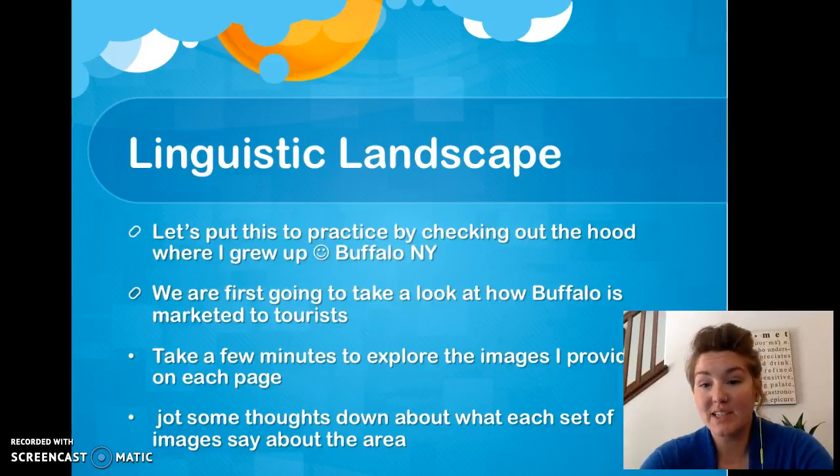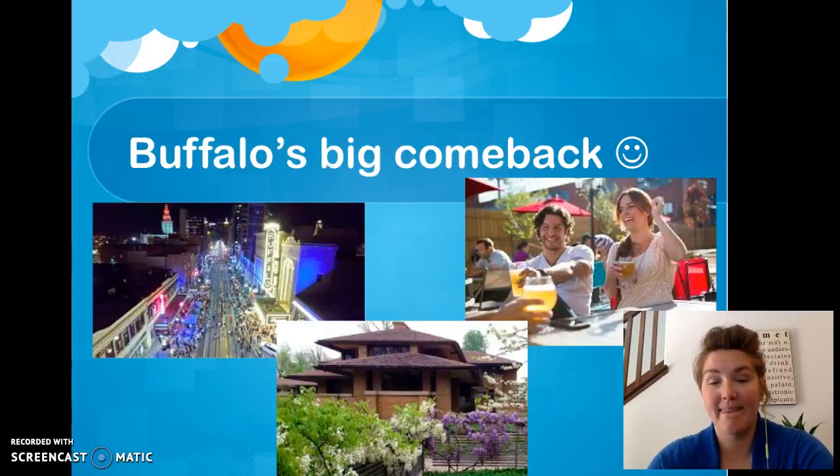So let's put this in practice by checking out the hood where I grew up, Buffalo, New York, what, right? So we are first going to take a look at how Buffalo is marketed to tourists, and then we're going to take a few minutes to explore the images I provided on each page. So jot down some thoughts about what each set of images say about this area. So these are the images that they create to market to tourists. Take a second, pause this video, and jot down some ideas. Cool. All right, let's go to the next one.